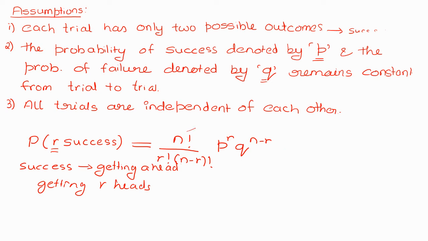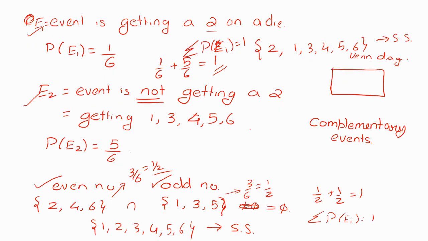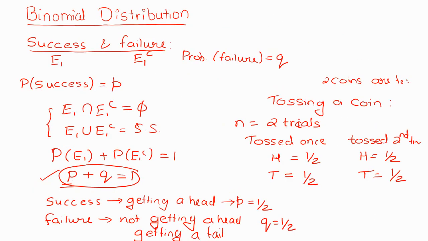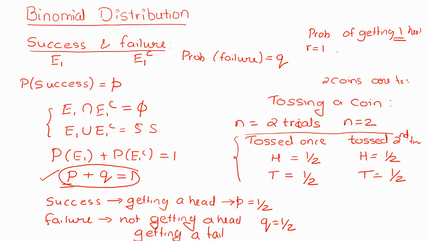Now n is the number of trials. If I consider this example, a coin is tossed twice. That is, the number of trials n is equal to 2. And if I want to find the probability of getting one head, my success is getting a head, and getting how many heads? One head. That is one success, so r is equal to 1.